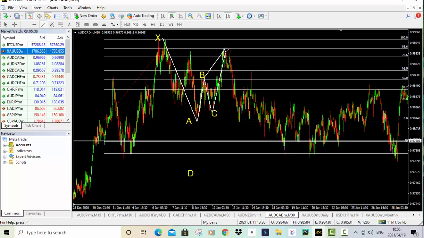So the completion of the bet pattern is there. That's where it has completed. And then there, guys, we have a bet pattern. Okay, now take profits and stop losses.